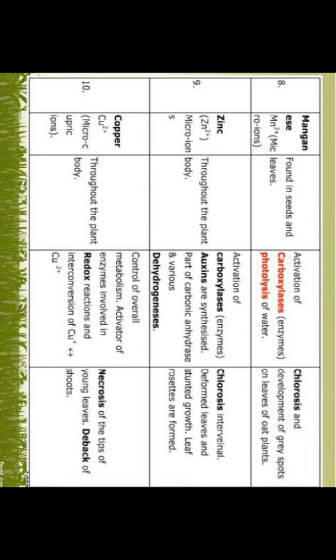Here, let us see some more information: control of overall metabolism, activator of enzymes involved in redox reactions, and interconversions of Cu+ to Cu2+. Then deficiency symptoms: necrosis in the tips of the young leaves and dieback of shoots.